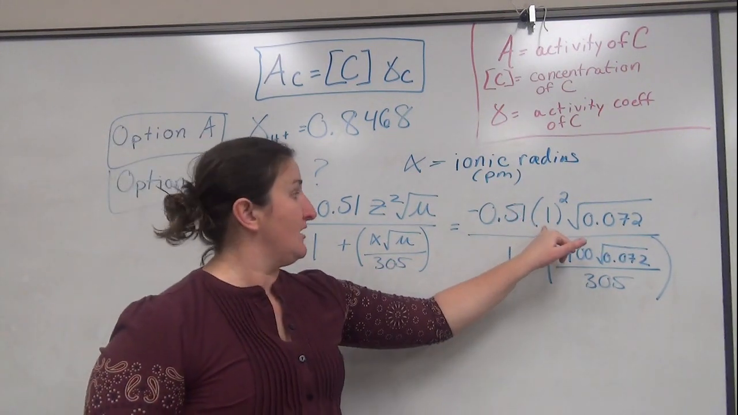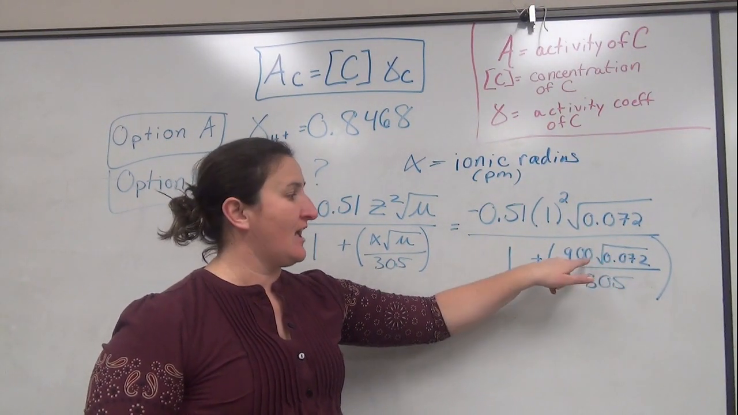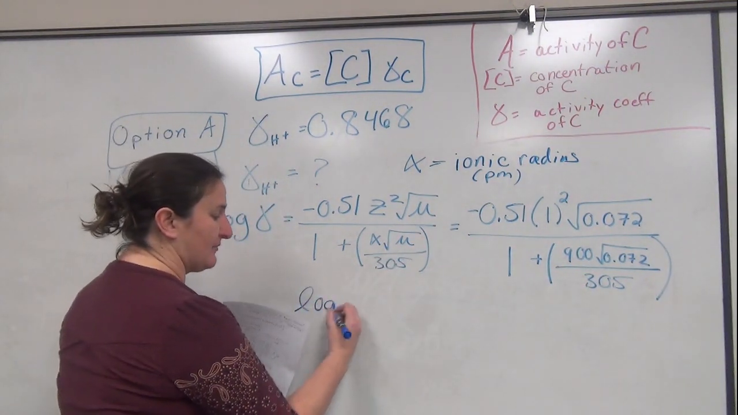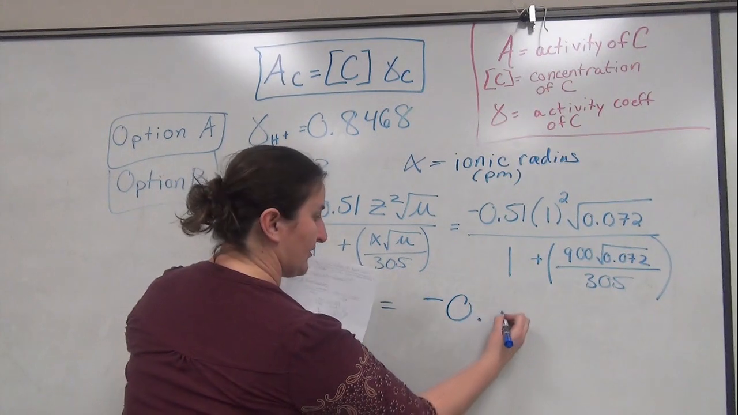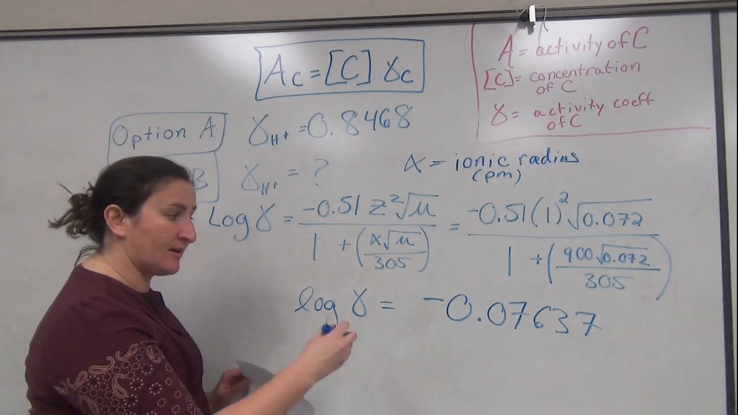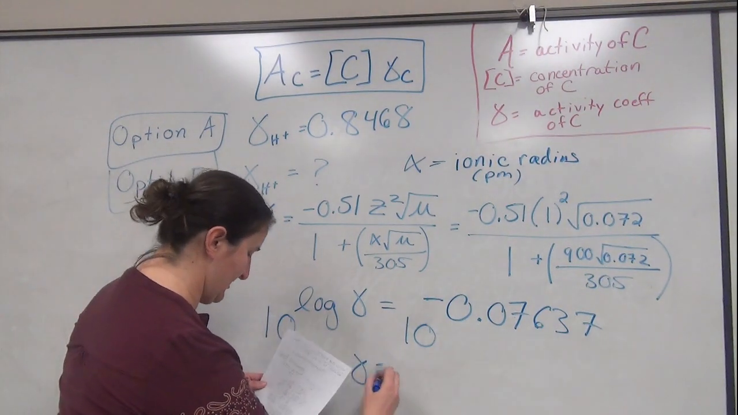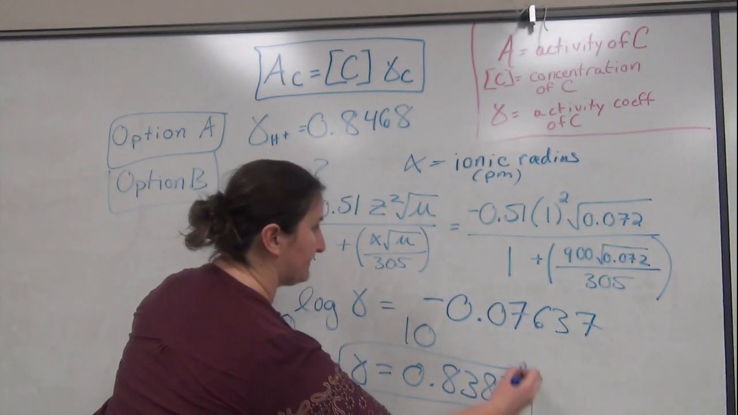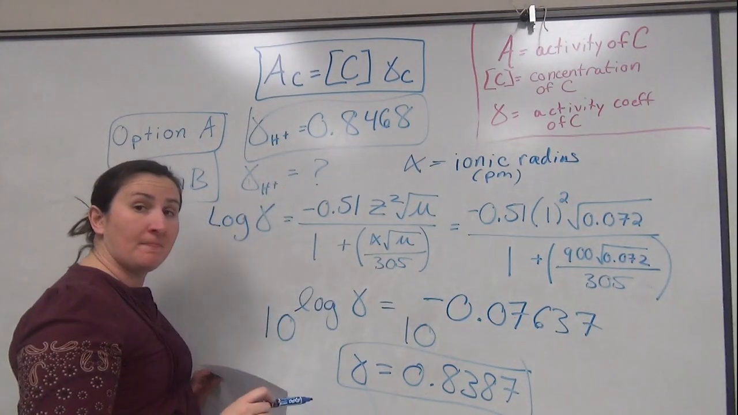So what you should have gotten is your charge is 1, your ionic strength is 0.072, and that should be in both locations, and your radius is 900. So now you can do all the math. I like breaking it into 2 steps. So I often show log of gamma equals, in this case, negative 0.07637. And now I need to get rid of the log on both sides. So I raise 10 to both sides, which gives me an alpha equal to 87.